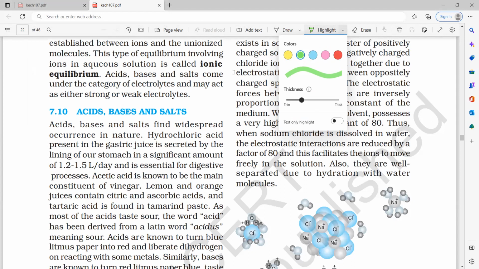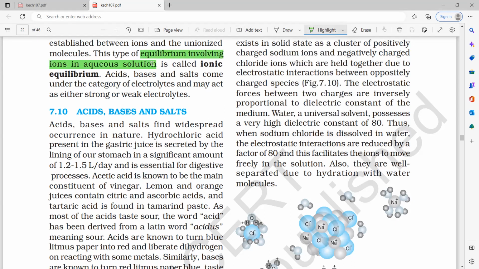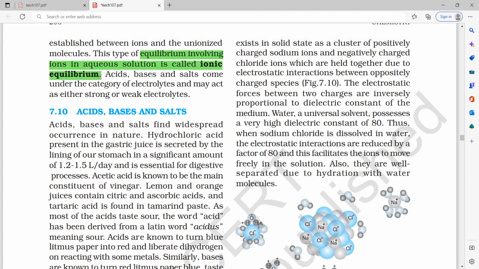First of all, we need to know what is ionic equilibrium. So you can simply take the simple definition: equilibrium involving ions in aqueous solution. This is termed as ionic equilibrium.